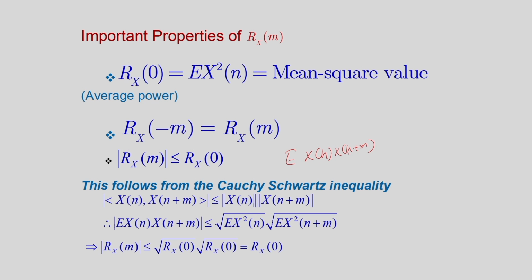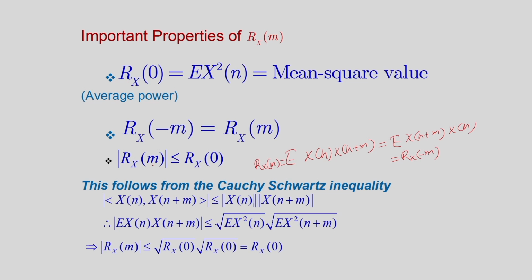This is the same as if I interchange the order: E of x n plus m into x n. Now, this quantity by definition is my Rx of m, and by definition this quantity will be this minus this, that is the argument. Therefore, this will be Rx of minus m. So, what we get is that the autocorrelation function is an even function of m.